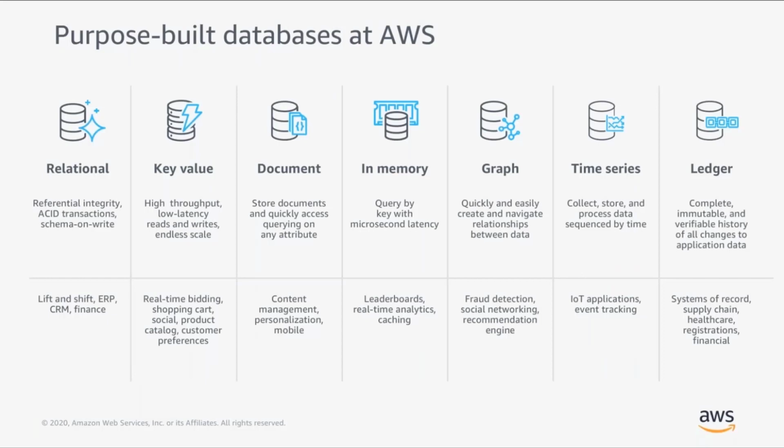QLDB is the latest purpose-built database offered by AWS. Instead of using relational databases for everything, our customers demand the ability to use a database engine that is optimized for their application's needs. As you can see from this slide, we offer a broad category of databases with deep features in each category.